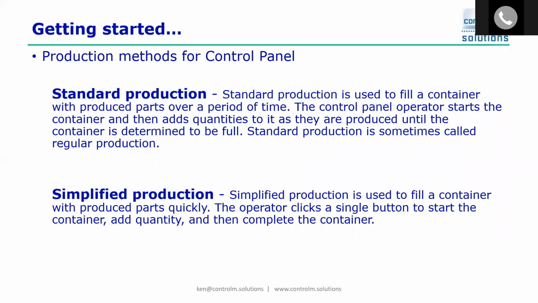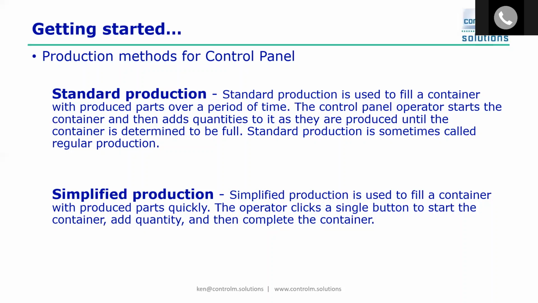So there are a few standard production methods for the control panel. There are some outliers, some fancy stuff, I'm calling it. But the standard production methods for Plex is one called regular or standard production. This is the one that comes out of the box configured for you when you implement Plex. You really don't have to do anything to set it up, but standard production is used where we fill a container with parts over a period of time, and then we say this container is full, and we mark it as full, and now that container is in our inventory as a full container.